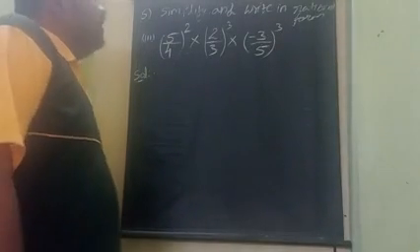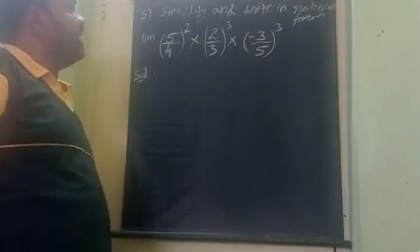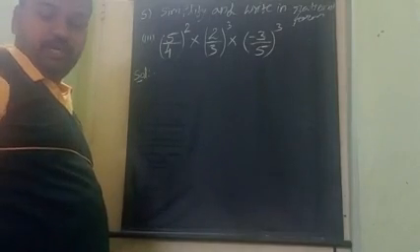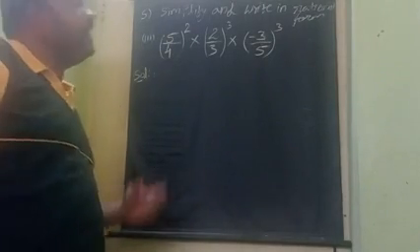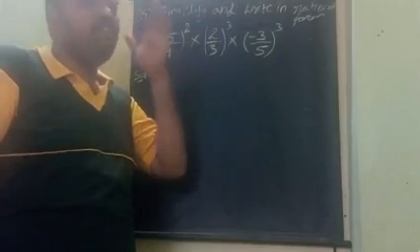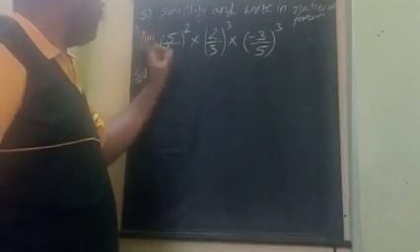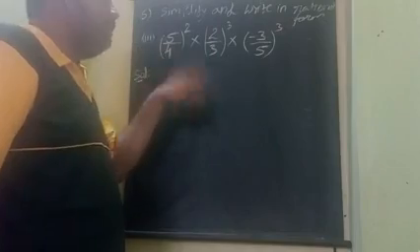So good afternoon students. In the previous class, we completed the first sum in this fifth Roman. What is the fifth Roman heading? Simplify and write in rational form. We already did that sum, the first sum in this Roman, in the previous class.